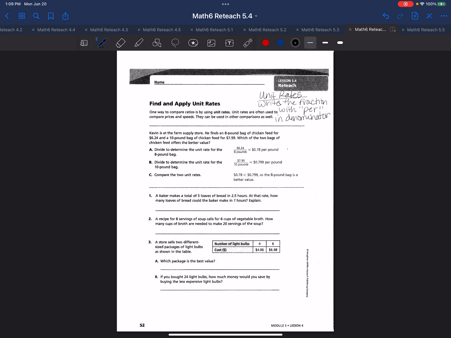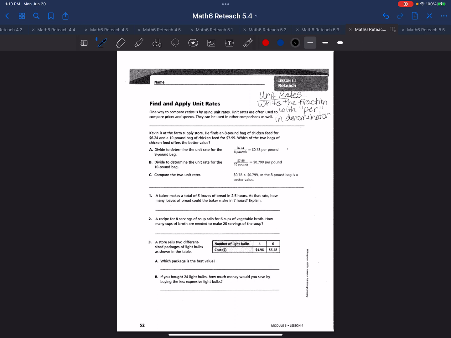Here's your first example. Kevin is at a farm supply store and he finds an 8-pound bag of chicken feed for $6.24 and a 10-pound bag of chicken feed for $7.99. Which of the two bags of chicken feed offers the better value? It means which one is cheaper. All right, so let's look at this. So we need to divide to determine the unit rate for each of these bags.